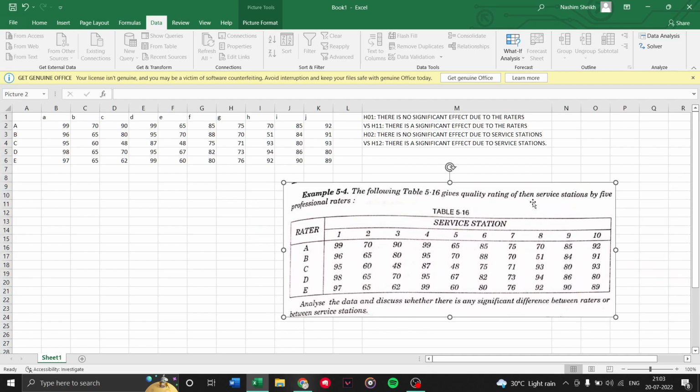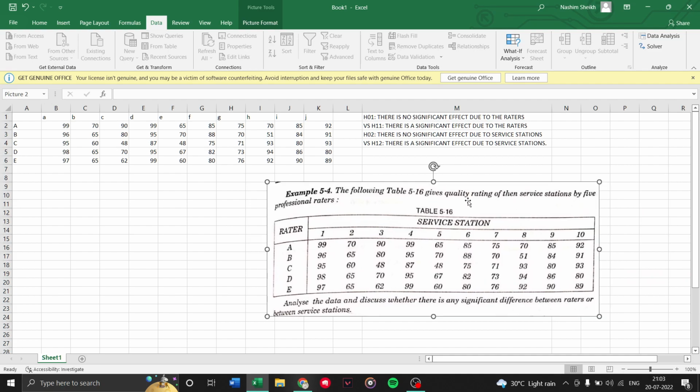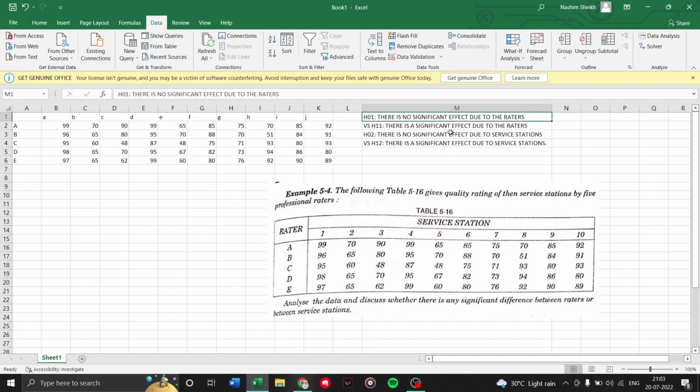Now for the testing part, what should be my null hypothesis? As it's a two-way ANOVA, we have two null hypotheses. The first is that there is no significant effect due to the raters, against the first alternative, that there is a significant effect due to the raters. Our second null hypothesis is that there is no significant effect due to the service stations, against the second alternative, that there is a significant effect due to the service stations.